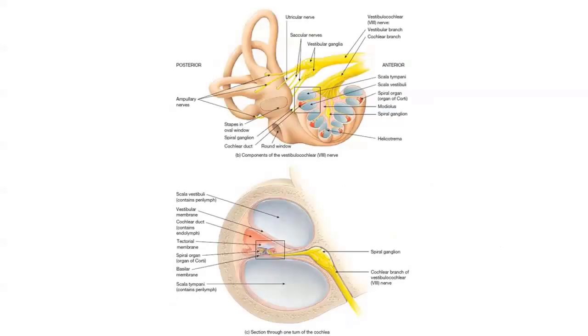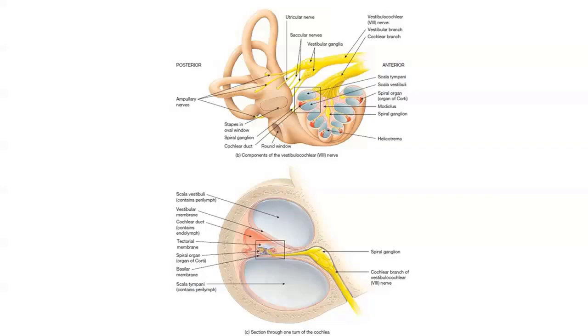Now lastly, once a generator potential is generated from either the hair cells in our semicircular canals or the vestibule, or the organ of Corti, they then synapse with the first order sensory neuron, and the combined graded potentials or action potentials will travel along our vestibulocochlear nerve, or our cranial nerve number 8.